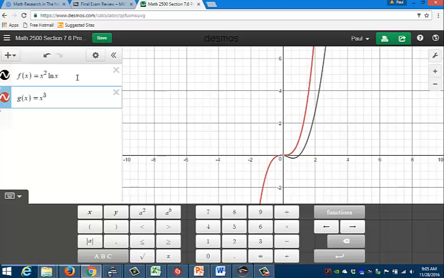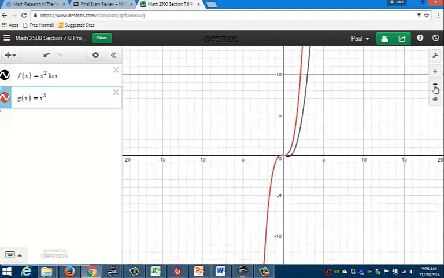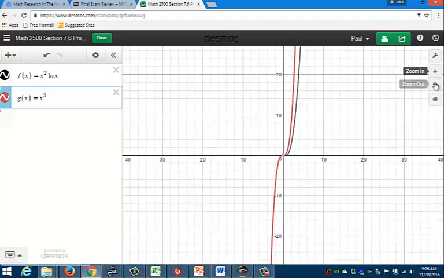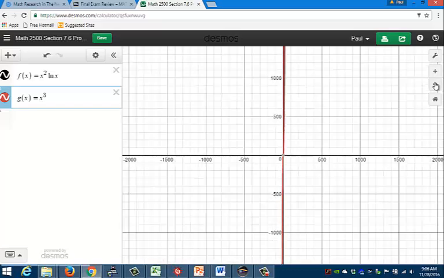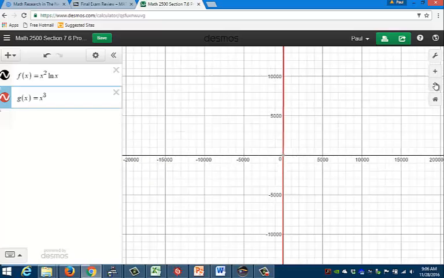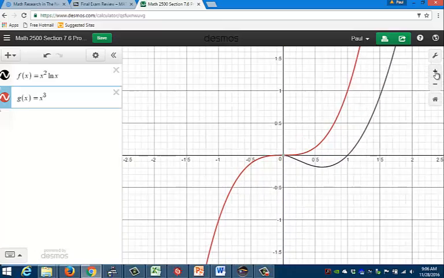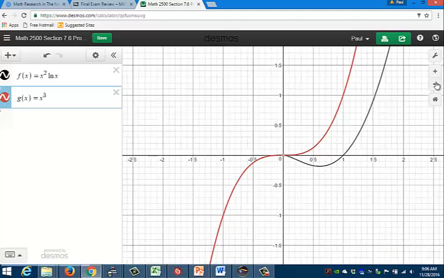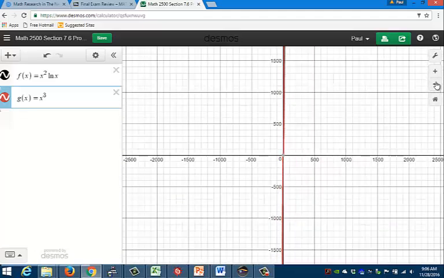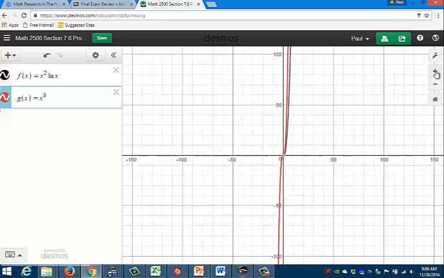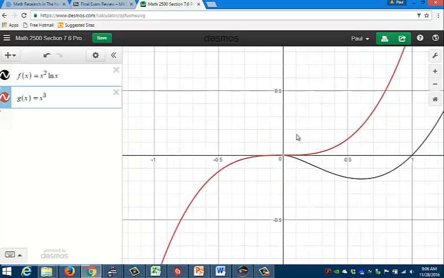So it looks like g of x grows more quickly, right? Does it grow a lot more quickly? Well, here's where zooming out can help. Maybe not, right? In the long run, they both grow very quickly. It kind of depends on my window. All right. But let's go ahead and take a look from an analytic standpoint here.